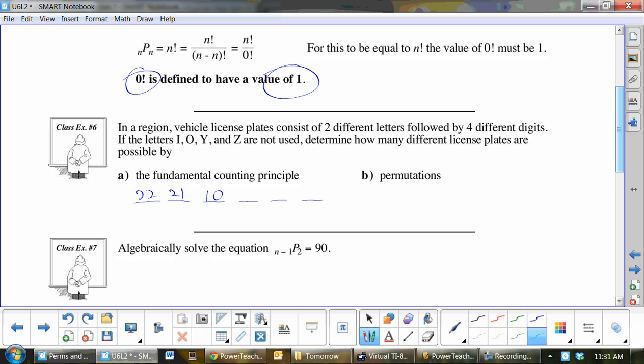10 or 9? Different digits, that is inferred. No repeats: 9, 8, 7. Okay, and you get 2,328,480. The answer is the easiest part of this. We all know how to put that in our calculator. It's getting that. Now, how can I write it as a permutation?